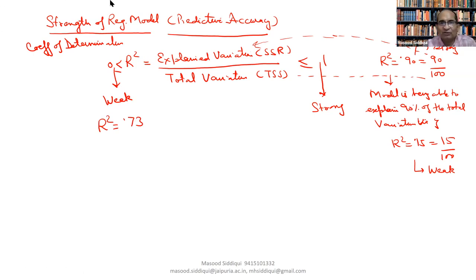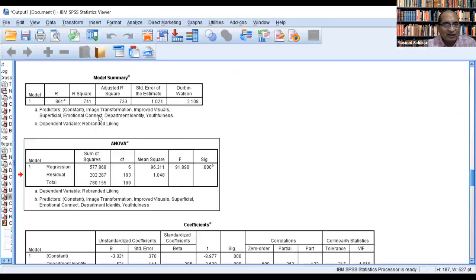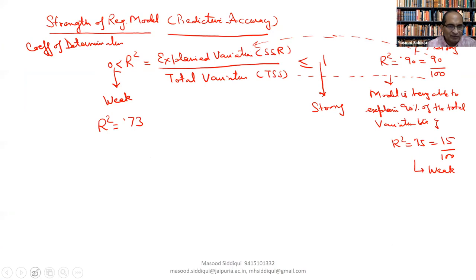In our case, let me show you this value again. Here R square is, sorry, 0.741. Adjusted R square is 0.73. So here R square is actually 0.74.